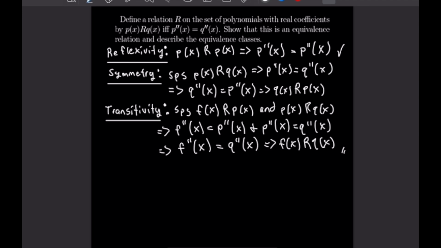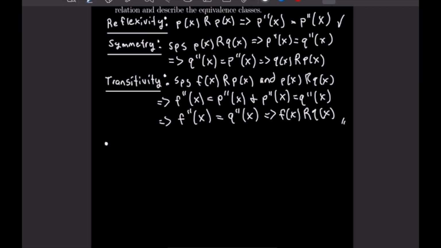So now let's describe the equivalence classes. We can see that our equivalence classes will be all polynomials that share the same second derivative, but we can partition that into a few different cases. For the first one, we will have 0th and 1st degree polynomials. And when you take the second derivative of those, you will just get 0. Our next class will be second degree polynomials.